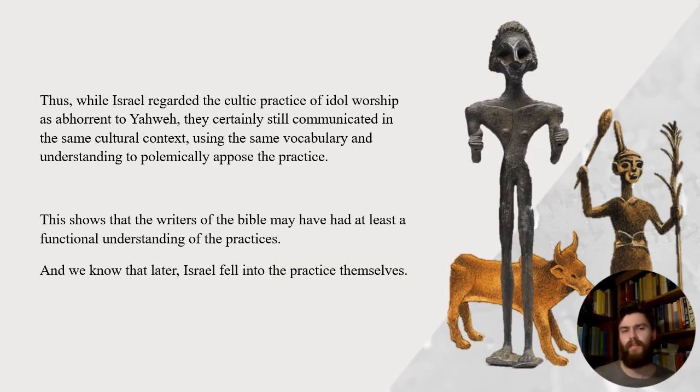So while Israel regarded the cultic practice of idol worship as abhorrent to Yahweh, they certainly still communicated in the same cultural context, using the same vocabulary and understanding to polemically oppose the practice. This shows that the writers of the Bible may have had at least a functional understanding of the practices, and we know that later Israel fell into the practices themselves, so they at least understood how this worked. As I pointed out earlier, we see images of this retained in the cultic images and the construction of the tabernacle in Israel themselves. But definitely the Bible has a negative view of this, which is very different from most other ancient Near Eastern texts.